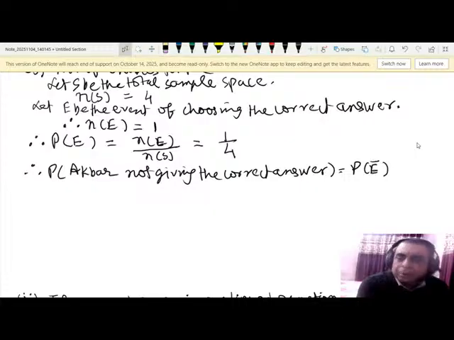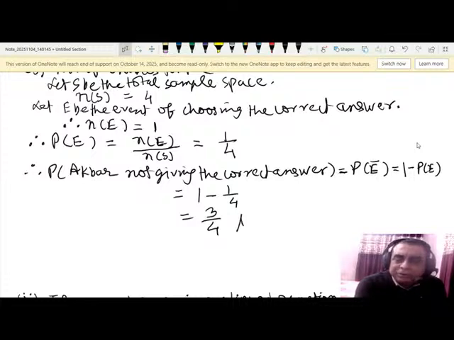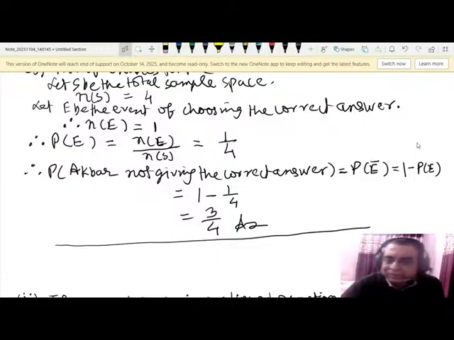So E complement, which we call not E, its formula is 1 minus P(E). That is, the total probability is always 1. From 1, you will subtract the probability of giving a correct answer. So 1 minus 1 upon 4, which comes to 3 upon 4. So this is the probability of Akbar not giving the correct answer.